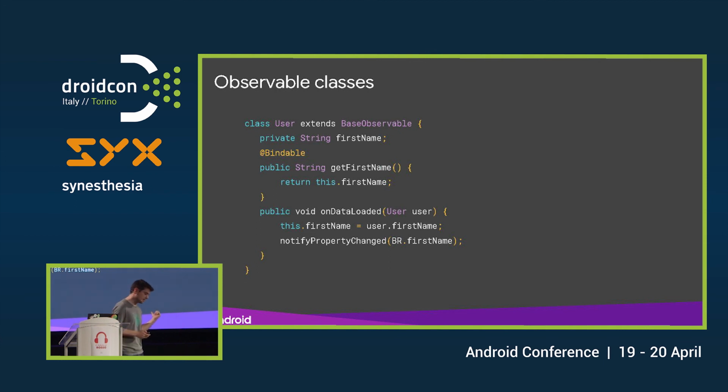So that BR class is also auto-generated, and it gets the names from actually the getter. So I think it does some kind of transformation. It removes the get, and it does lower camel case with the rest of the method name, I think.